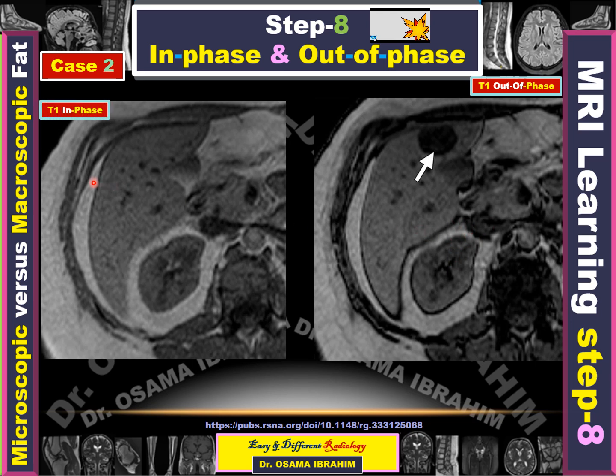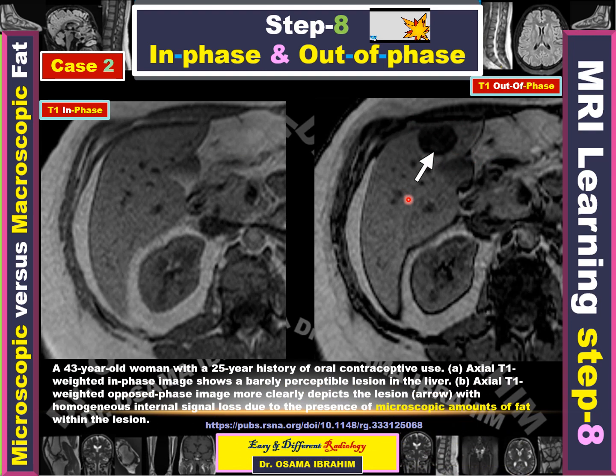Actually, this one is the T1 in phase. The second question is whether there is microscopic or macroscopic fat. There is a drop of signal in the lesion, which appears slightly bright in the in phase image, so this represents the presence of microscopic fat. The third question, where is this lesion? It appears in the right lobe of the liver, at about segment 5, and this lesion shows microscopic fat within the liver.